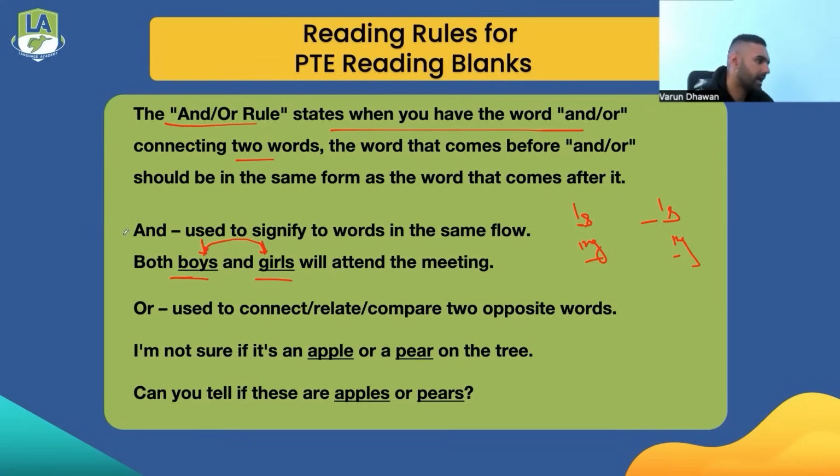What is the difference between and or? And is used to signify or write words in the same flow. Or is used to contradict two words. I will either have an apple or a pear. I will go there and have fun. So when the sentence is going in the same flow, you use and. When the sentences are contradicting or going in the opposite flow, you use or.